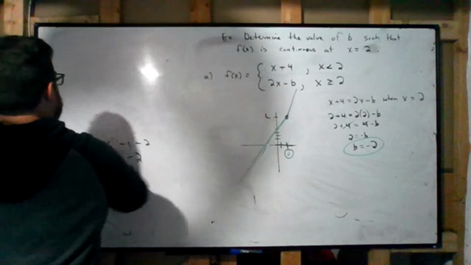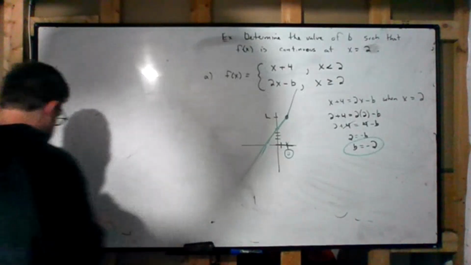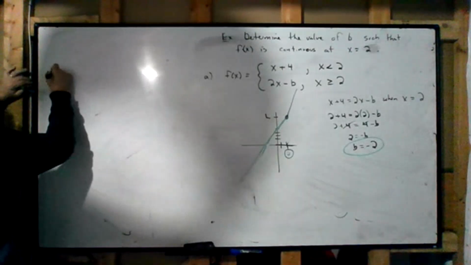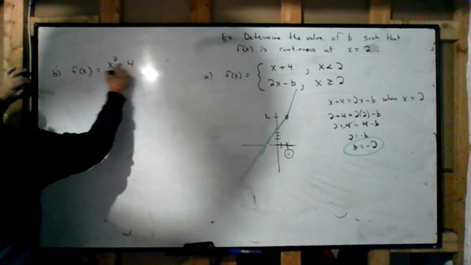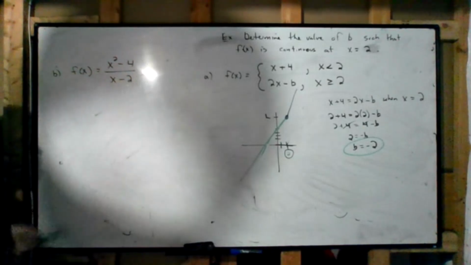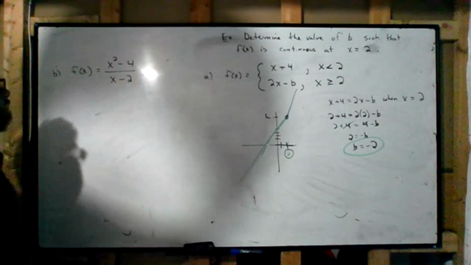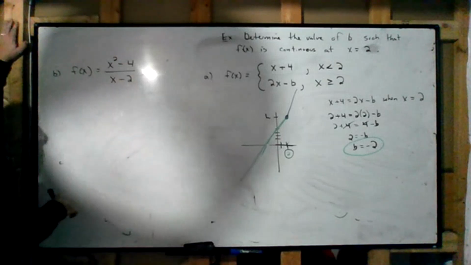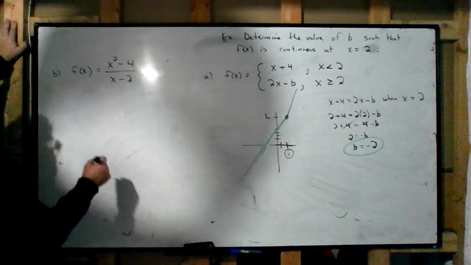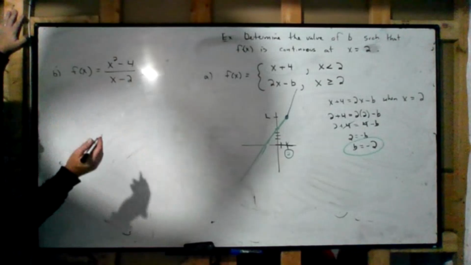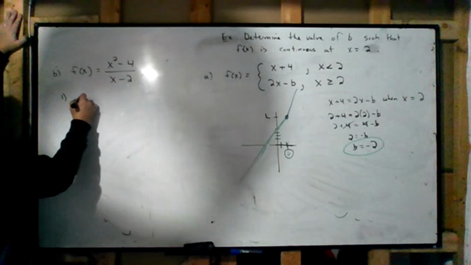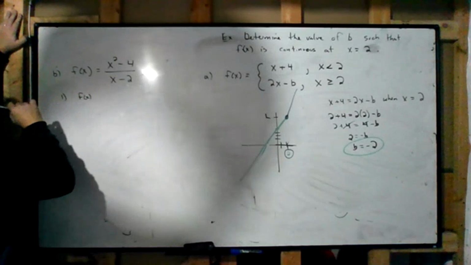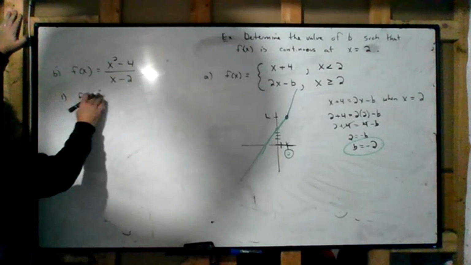Another one might be f of x is equal to x squared minus 4 all over x minus 2. I'm going to check whether it's continuous at 2. So the way we do this is we have to go through what makes it continuous. Oh, this needs to be a piecewise function.